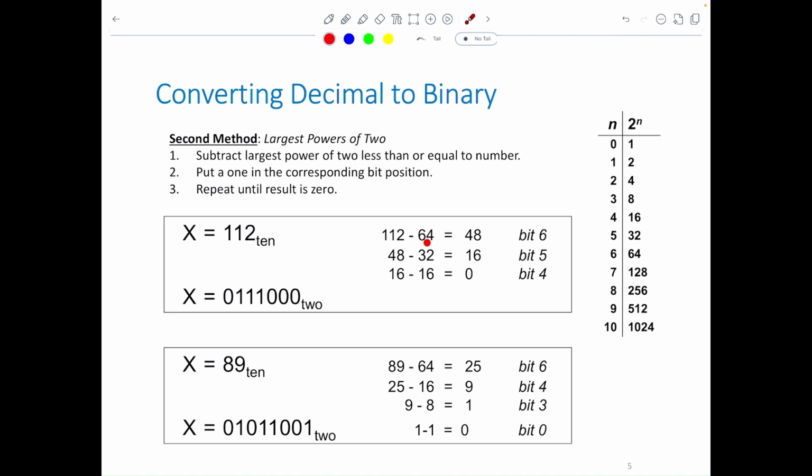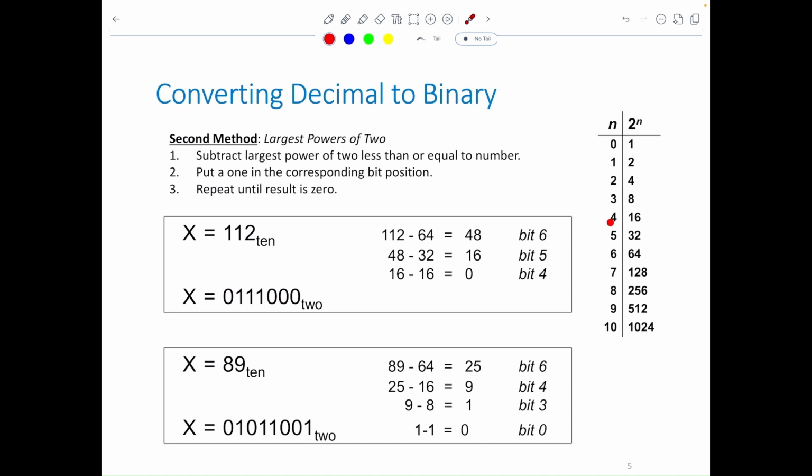So definitely there is a 2 power 6 number present here, right? So we have a bit 6 present here. So 112 minus 64 is 48. If you consider 48, 48 is definitely larger than 32, right? So I have a 32 representation. So 48 minus 32 is 16. So I have a bit 5 position there.